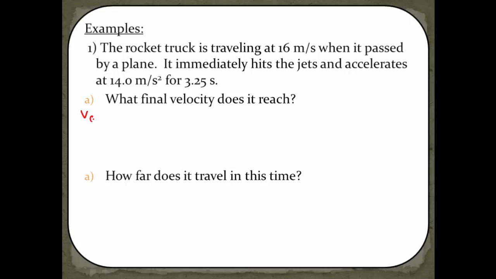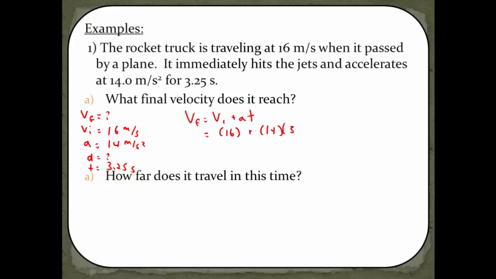So let's find out. Do we know the final velocity? No. Do we know the initial velocity? Yes. It's 16 meters per second. Do we know the acceleration? You bet. It was 14 meters per second squared. Do we know the distance? No. Do we know the time? It's 3.25 seconds. So we need Vf. We have Vi. We have A. We have T. That sure sounds like Vf equals Vi plus AT to me. In this case, we don't even have to do any algebra. All the variables are in the right places, so let's just plug and chug. We have 16 plus 14 times 3.25, which equals 61.5 meters per second as your solution.